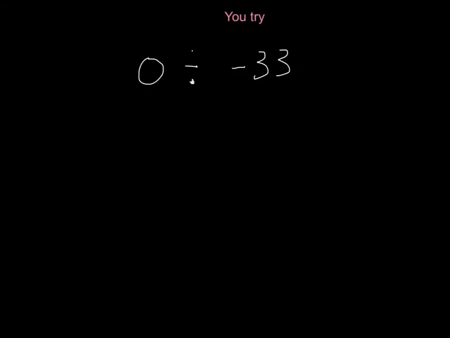And our last one. Let's take a look at this one. We've got a 0 being divided by a negative 33. If you'd like to give it a shot for yourself, hit play when you're ready to go. Okay, so let's look at this. Step 1 says to apply the sign rule.